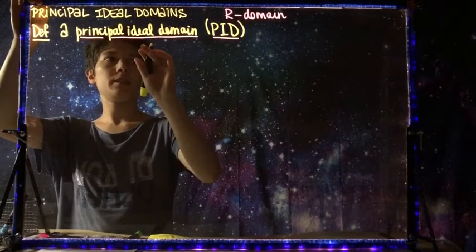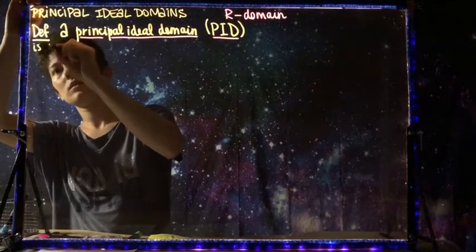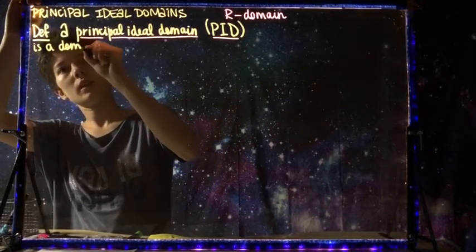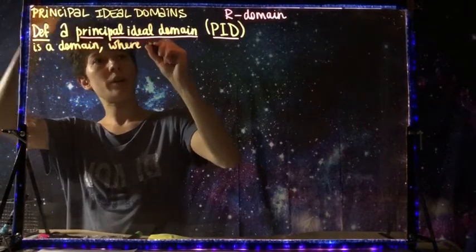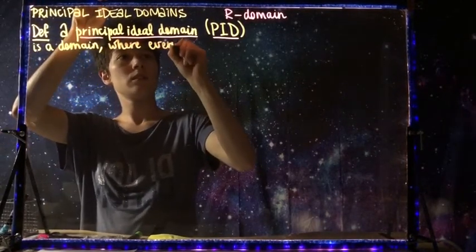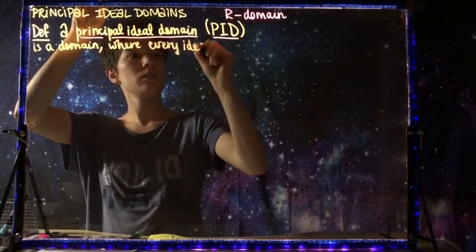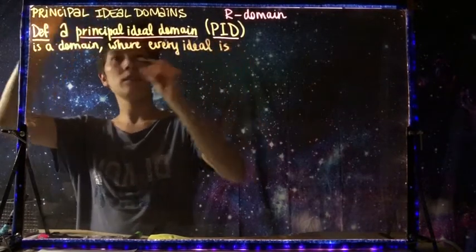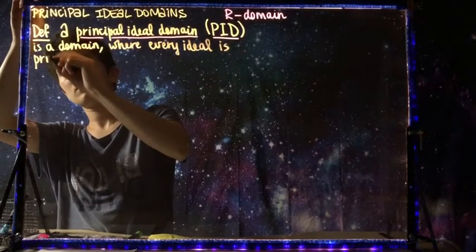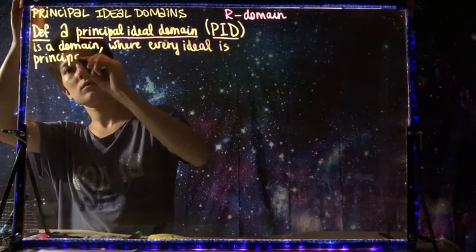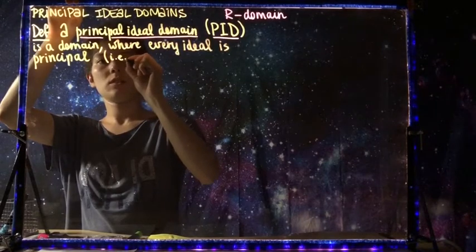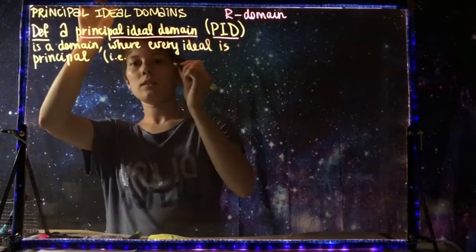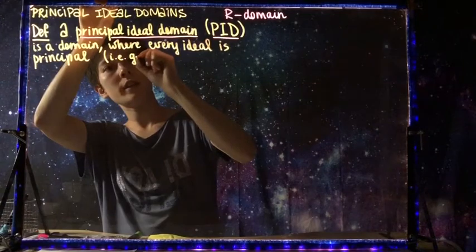A principal ideal domain is a domain where every ideal is principal, that is, generated by one element.